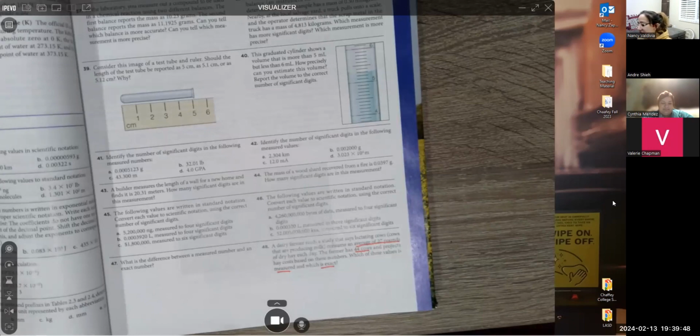Measuring about 27 pounds used. It's like if you go to the store and you say, I want 2 pounds of salmon. That's a measured number.